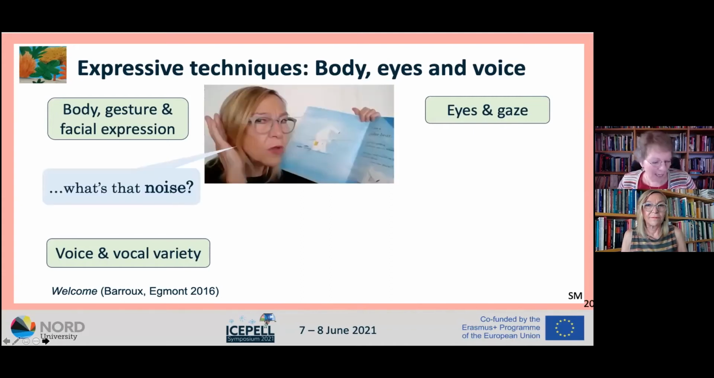So as you can see here, Gail is using a gesture to support the verbal text. She reads out, "What's that noise?" She puts her hand to her ear. Also notice her quizzical facial expression.